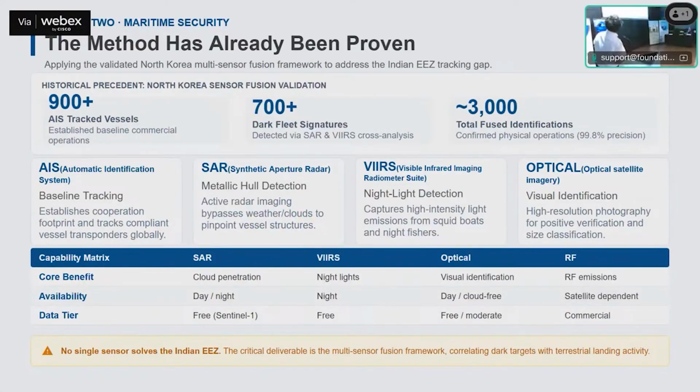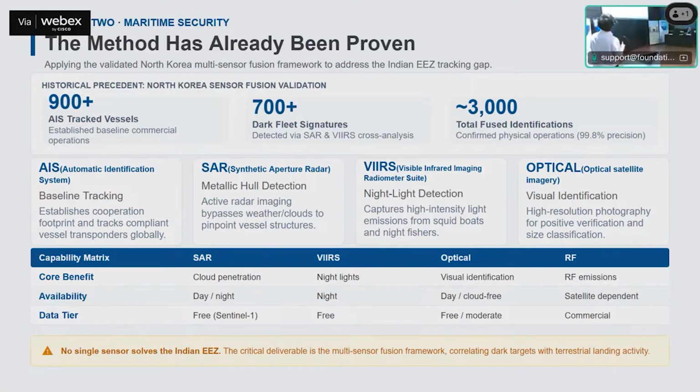So what we plan to do for it: we are using a method that has been previously used in North Korea also, and they have validated it in their region, and these results are from there. They are able to track 900 plus vessels using AIS, and there are more than 700 dark fleet signatures which they detected using SAR and VIIRS. Totally mixing all these solutions, they were able to get around 3,000 fleets, at 99.8% precision, which is quite a good number.